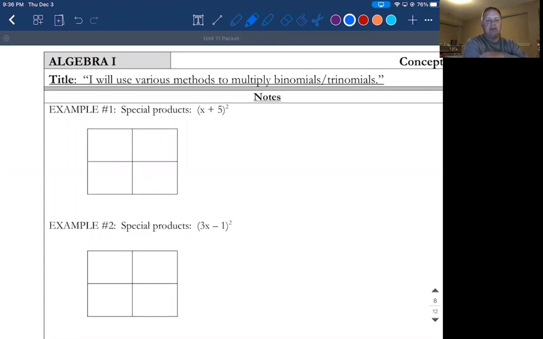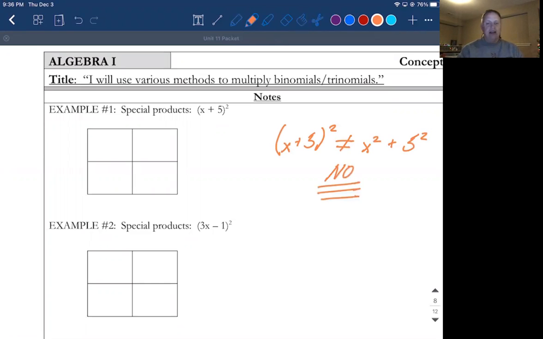We're going to take a look at special products, meaning some special multiplication situations that you want to really pay close attention to. So here's (x + 5) quantity squared. Let me tell you what this is not. This is not x squared plus 5 squared. No, don't do that.